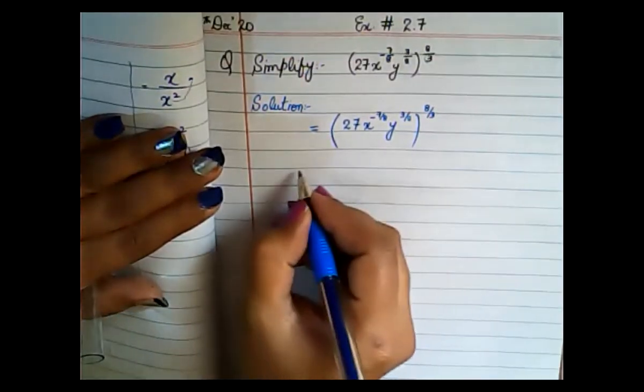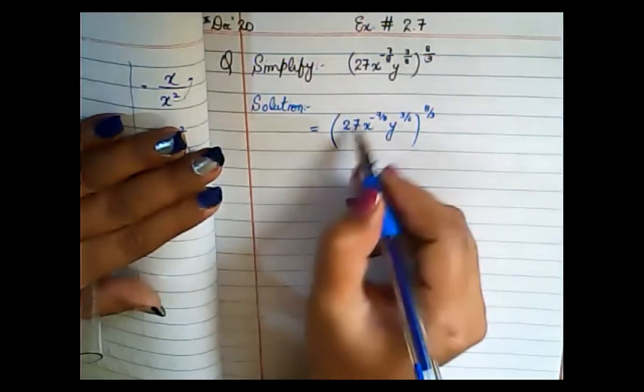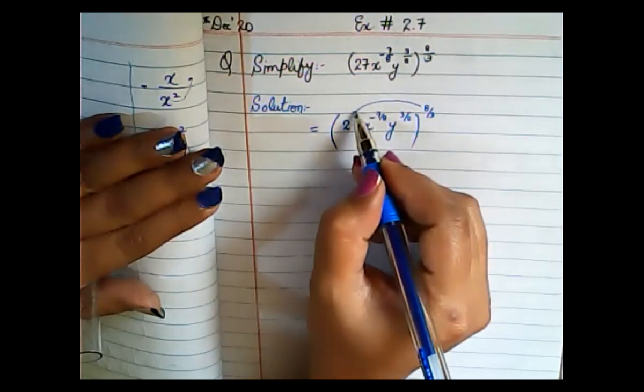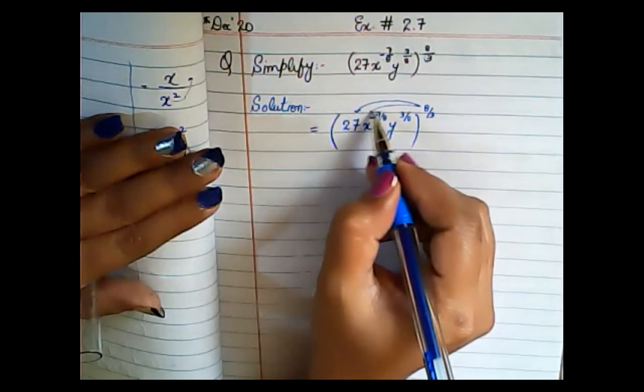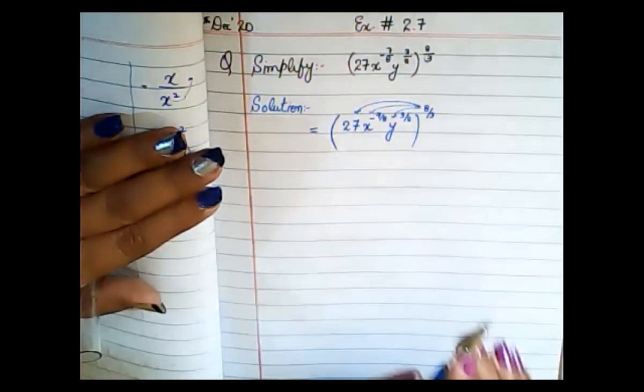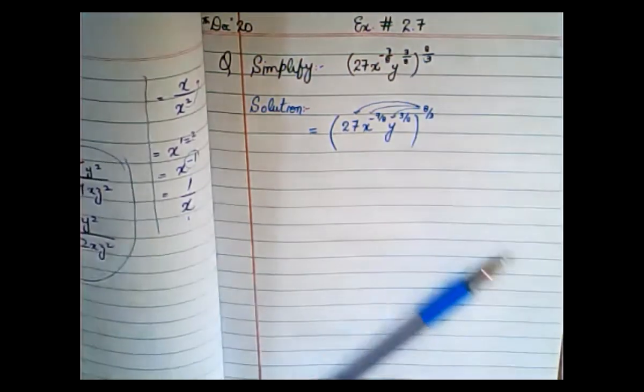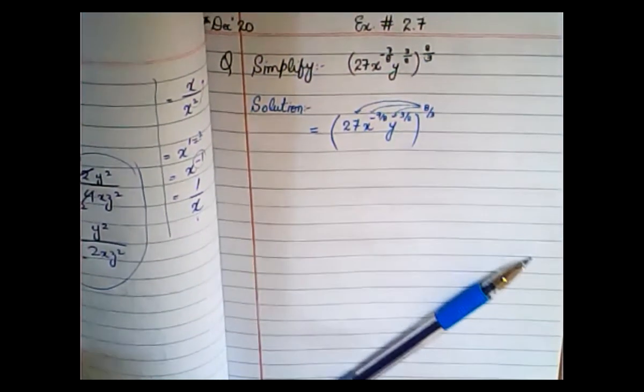Then in the next step, what I am going to do, it means it has the whole power, so I'm going to give this power to each number, this 27, this x, and then this y. Okay, individually I'm going to give the powers to each number. Understand? 1 minute, I will try to clear it.